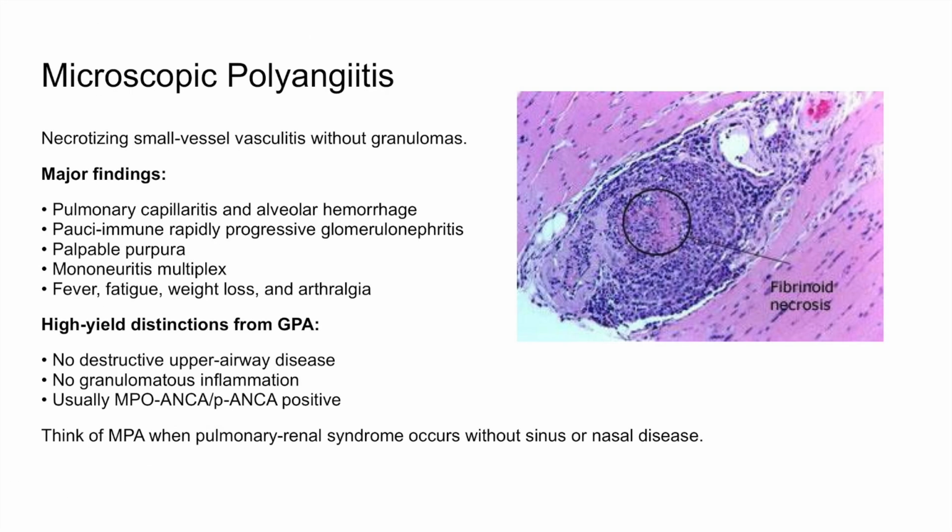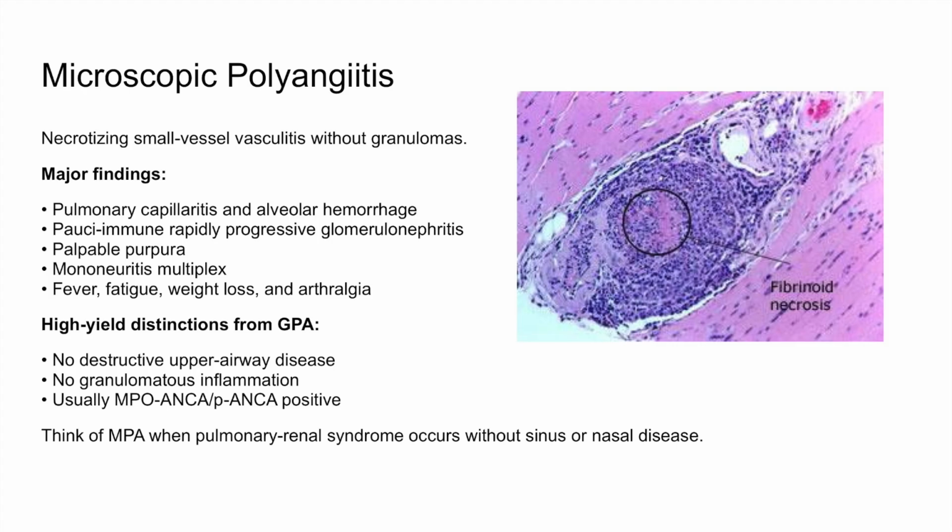All right, so microscopic polyangiitis, or MPA, is a necrotizing small vessel vasculitis that differs from GPA because it does not produce granulomatous inflammation. Its major pattern is pulmonary renal syndrome with pulmonary capillaritis, so inflammation of the capillaries, causing alveolar hemorrhage, and autoimmune rapidly progressive glomerulonephritis, causing hematuria and red cell casts. Patients may also have palpable purpura, mononeuritis multiplex, fever, fatigue, weight loss, and arthralgia.